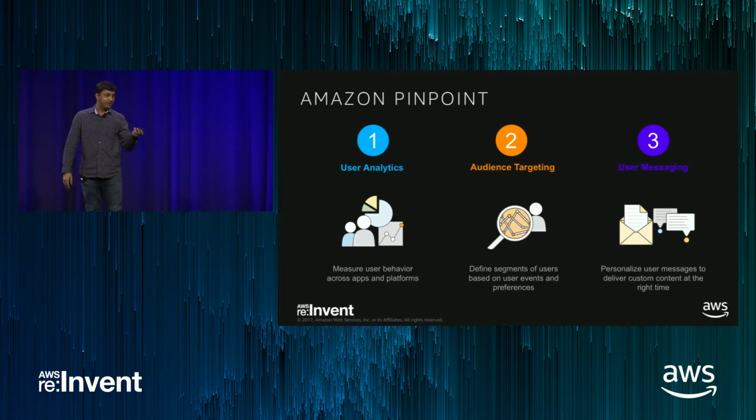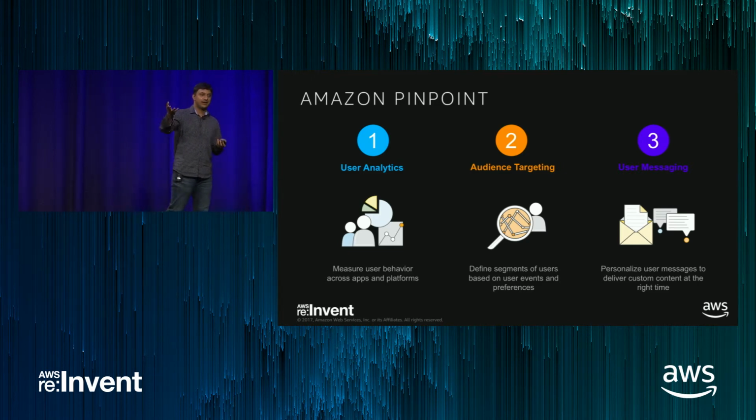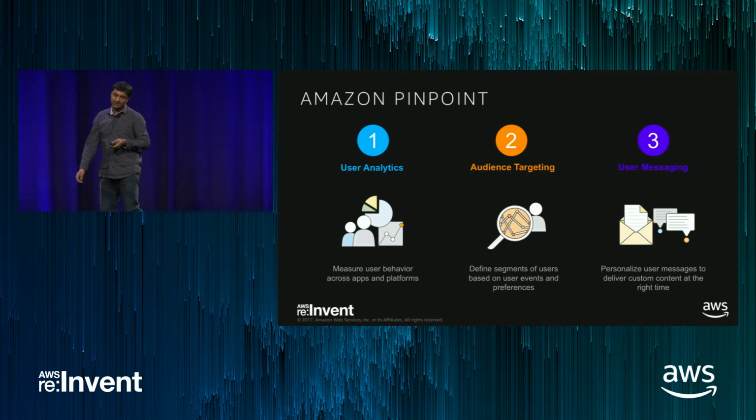In fact, if you're using the re:Invent application on your phones, it's using Amazon Pinpoint to send you notifications when your talks are going to start or what have you. So it's using all of these event models and customized messaging capabilities.